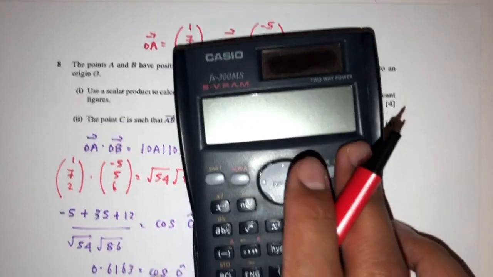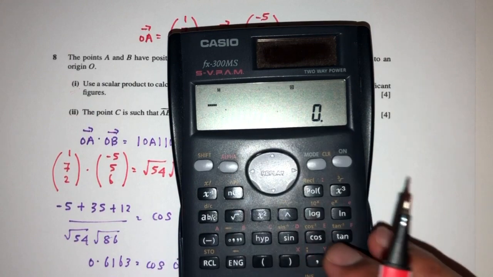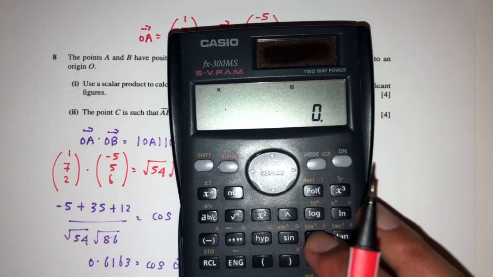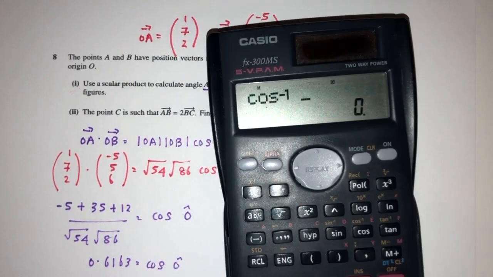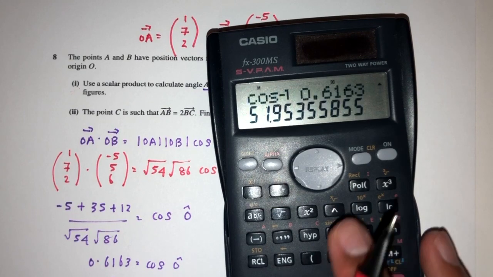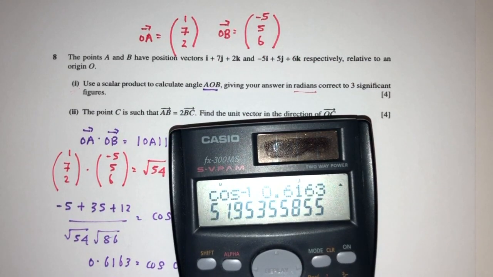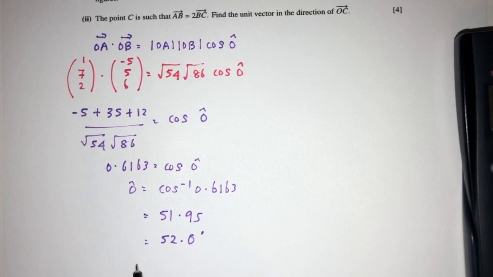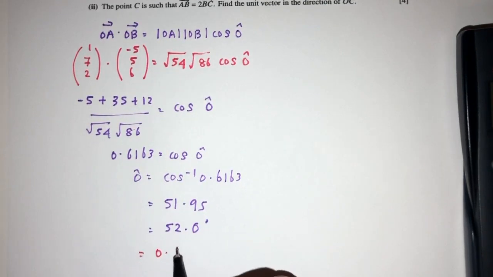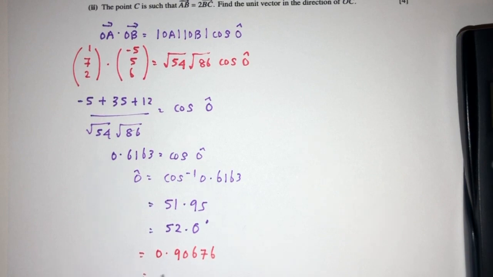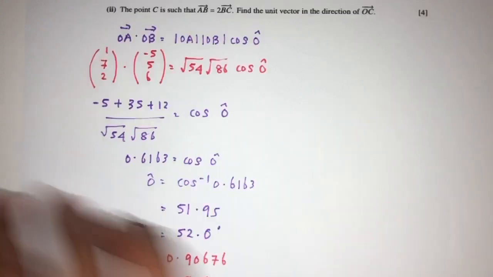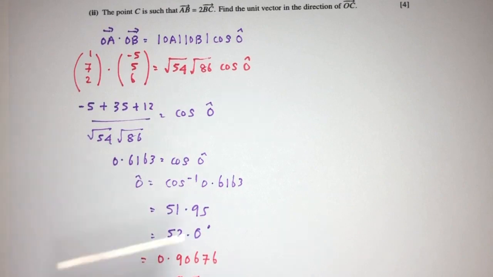Here again I have to find the angle in radians. So my apologies. Cos inverse 0.6163. That should be in radians. That will be 0.90676, which is 0.907, correct to 3SF. Now let's move on to part 2 of the question.